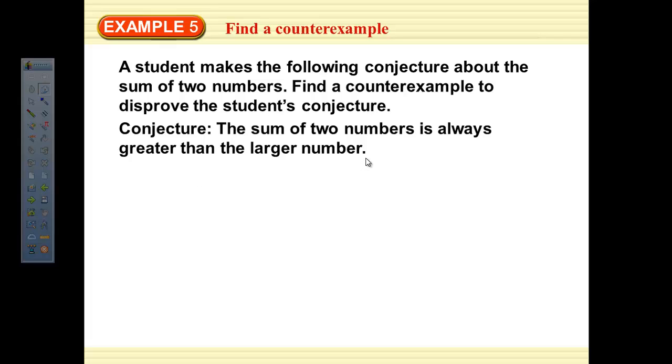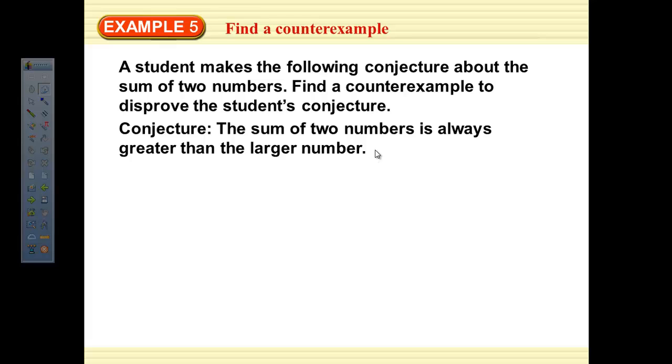number. So they're saying if we add two numbers, the answer will be greater than either of the two numbers that we add together. For example, 1 plus 2 equals 3 would be an example of this, because 3 is larger than 2. Now, there's lots of examples we can use to prove that this is false.